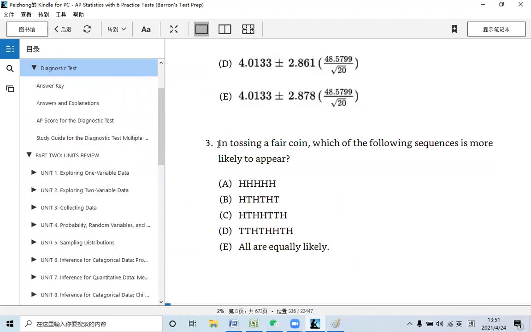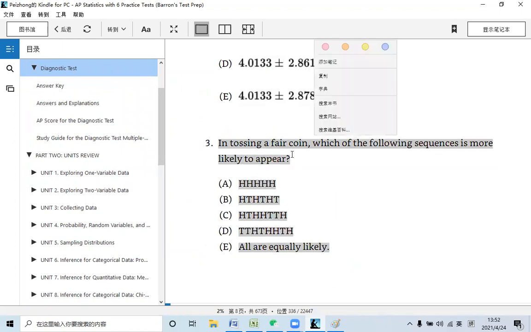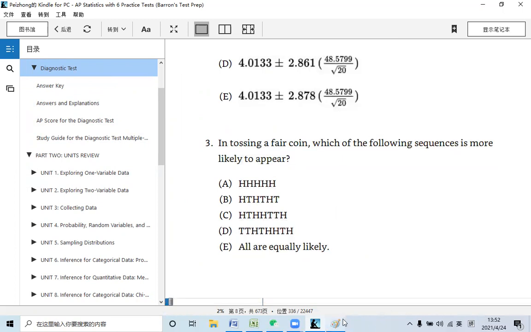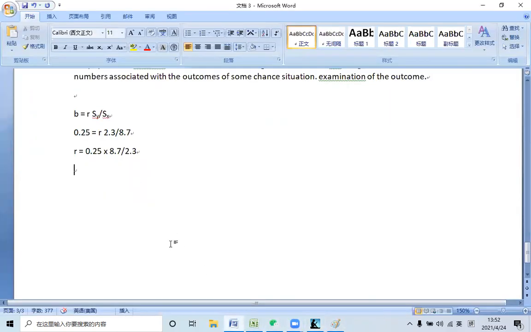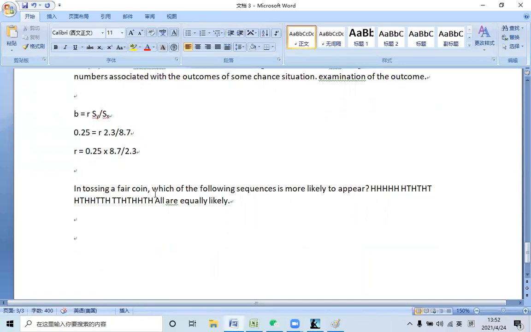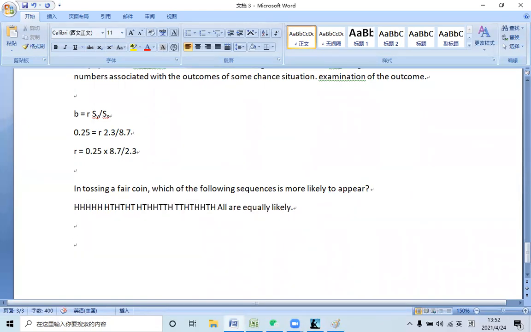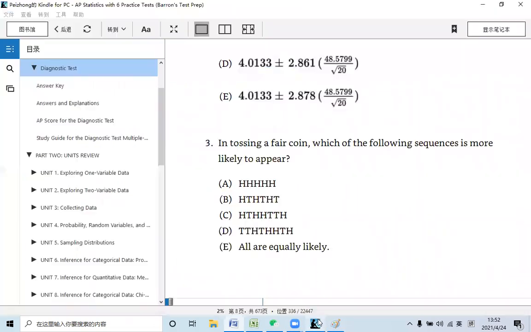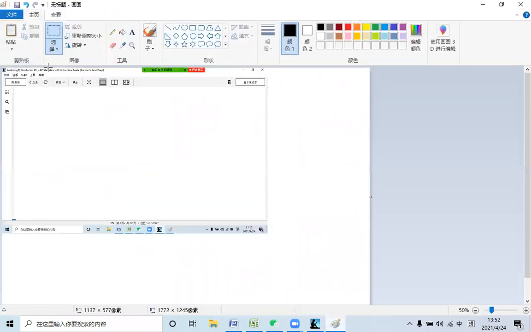Let's look at this probability value again, see how we figure this out. Question 3. How we figure out this probability. Basically, you're tossing a fair coin. Which one of the following sequences would be the most likely? It's too much.